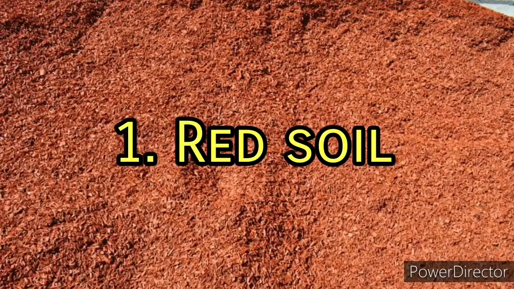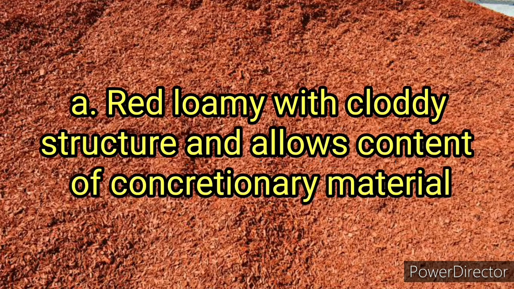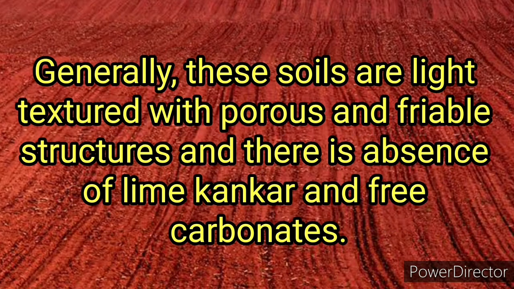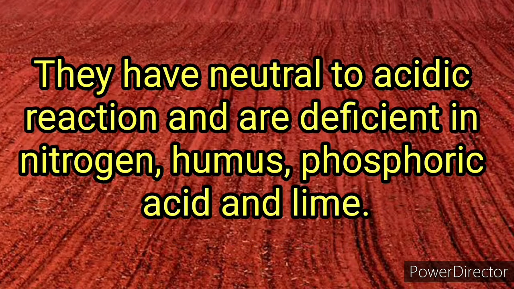Red soil has two broad classes: red loamy with cloudy structure and low content of concretionary material, and the second is the red earth with loose permeable top soil and high concentration of secondary concretions. Generally, these soils are light textured with porous and friable structure, and there is an absence of lime kankar and free carbonates. They have neutral to acidic reaction and are deficient in nitrogen, humus, phosphoric acid and lime.